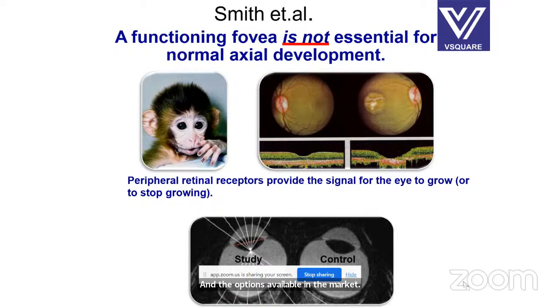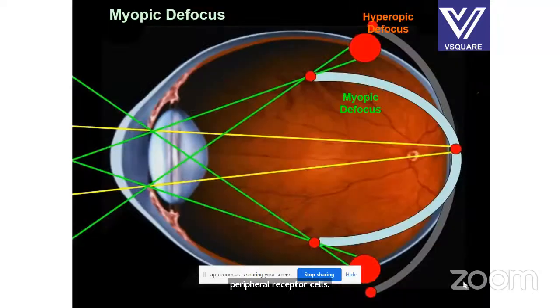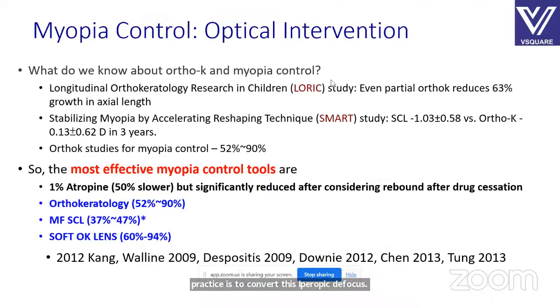So it all started from here. Dr. L. Smith was the patented professional designer for the peripheral defocus theory. He gave the concept of peripheral defocus, where he says the central fovea is not the reason for elongation of axial length. It is the peripheral receptor cells. These are the signals which provide eye growth. When we provide glasses, your central light rays are focused on the retina, but your peripheral rays are always hyperopically defocused. This is one of the main reasons why there is an elongation of axial length, according to Dr. L. Smith. What we usually do in contact lens practice is convert this hyperopic defocus to myopic defocus.